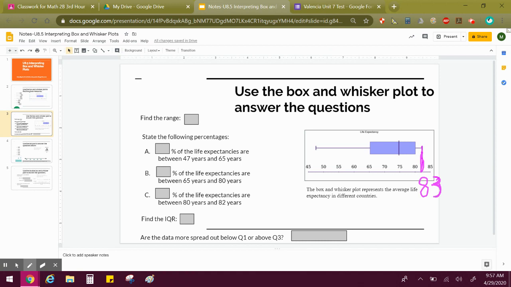So we're talking about life expectancy here. So the biggest life expectancy in whatever country this is, is 83 years old. The smallest life expectancy is at about here, right about at halfway. I'm going to call that 47.